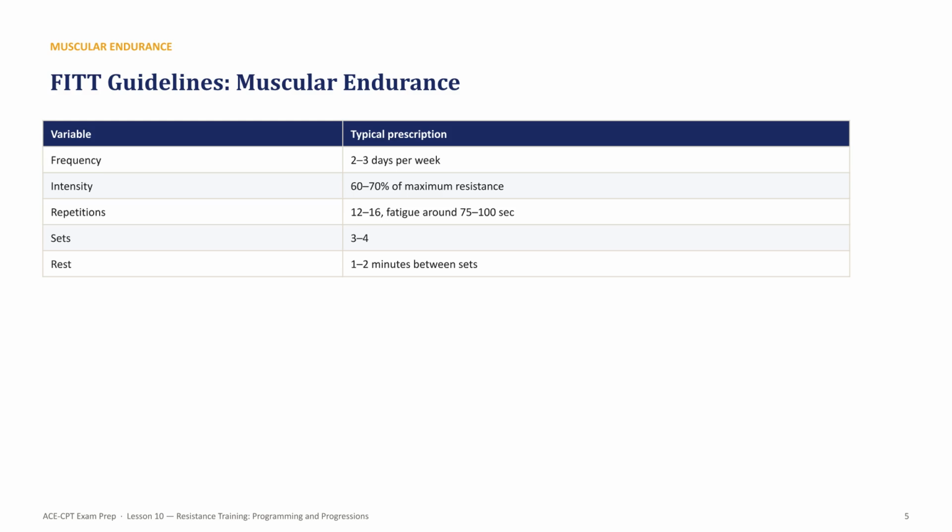Repetitions: 12 to 16 reps, with fatigue setting in around 75 to 100 seconds into the set. Notice that the guideline isn't just a rep count. It's tied to a time under tension window, too. Sets: 3 to 4. And rest: 1 to 2 minutes between sets, which is shorter than what you'd use for a pure strength goal. Put it all together, and you get a picture of muscular endurance training: moderate load, higher reps, shorter rest. That combination is what builds the ability to sustain effort over time.